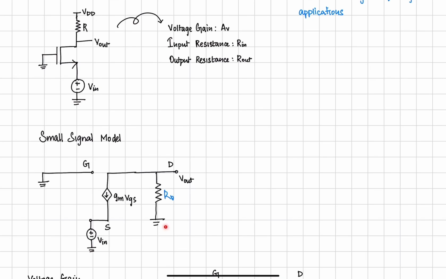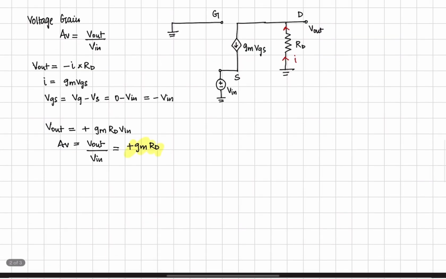The RD is generally connected to VDD, but in a small signal model, it is considered as an AC ground. Voltage gain is defined as Vout divided by Vin. Let us consider just the Vout in this small signal model. The Vout can be defined as minus I into RD, and the current is simply equal to gm into VGS. VGS is the gate voltage minus the source voltage.